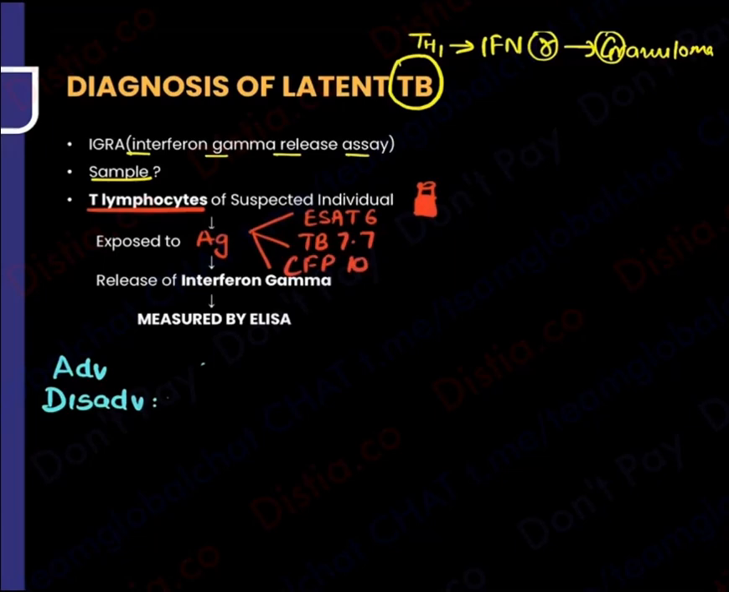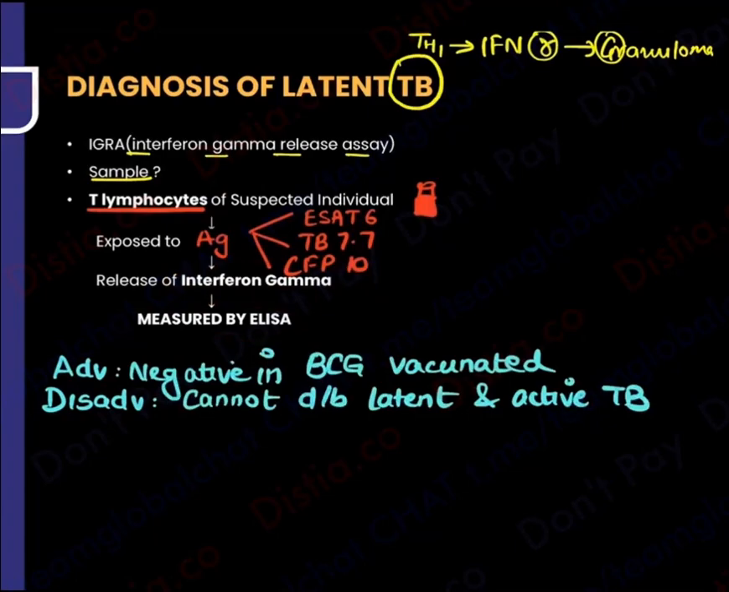There are many other antigens also. These much you can learn is more than enough. So ESAT6, TB 7.7, CFP 10, and that will stimulate your T lymphocytes. If you have been exposed to TB, that will release interferon gamma. You will measure it by ELISA. This has an advantage. See, till now the problem was that you were not able to differentiate. Finally, you have a technique where you are able to differentiate.